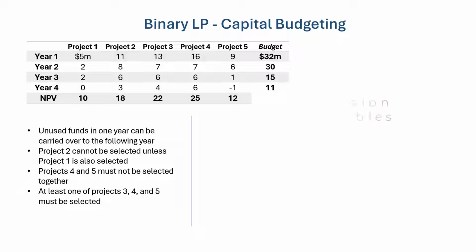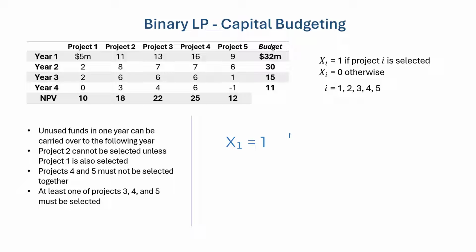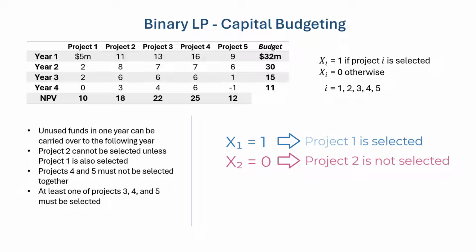We begin by defining the decision variables. Let xi equal 1 if project i is selected and 0 if not selected, where i equals 1, 2, 3, 4, and 5. In essence, if x1 equals 1 in the solution, then project 1 is selected, and if x2 equals 0, then project 2 is not selected.